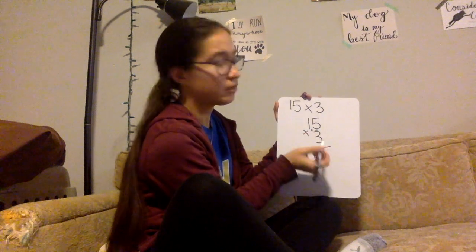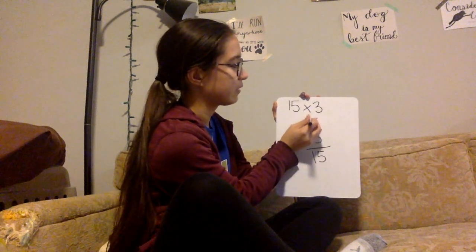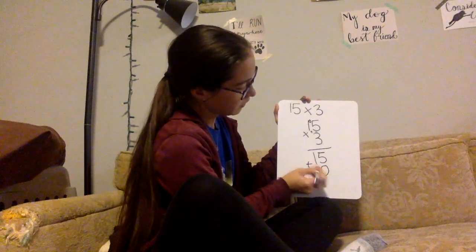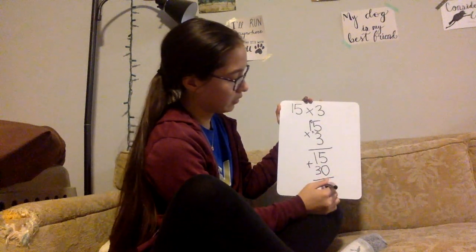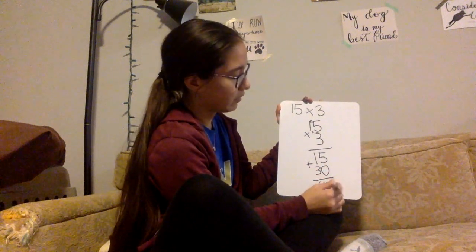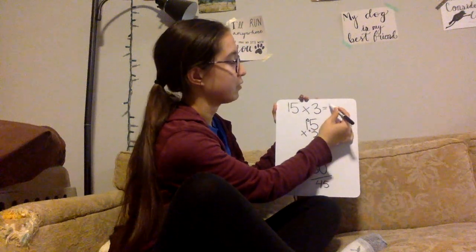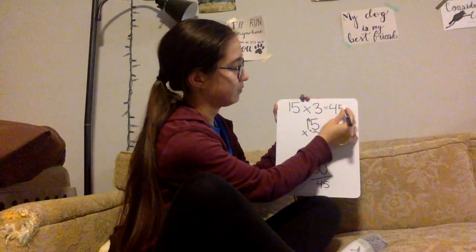Okay? Then you're going to go over here and you're going to multiply 3 times 1, but that's not really a 1 because it's in the tens place, so I know it has a hidden 0 right here. So it's really 3 times 10. 3 times 10 is 30. And then I'm going to add those two numbers together. 15 plus 30 is 45. So I know 15 times 3 is 45.